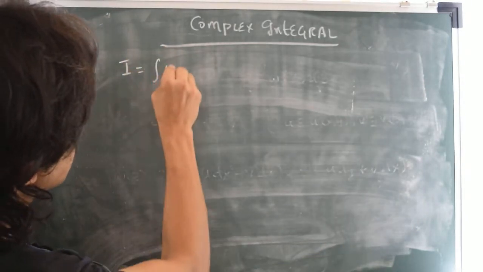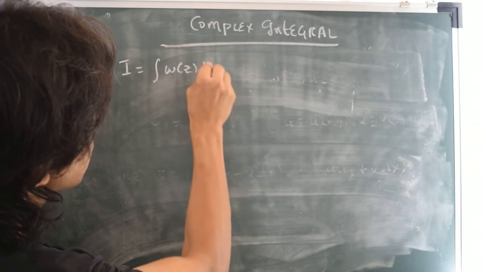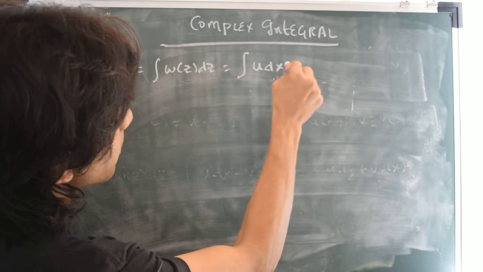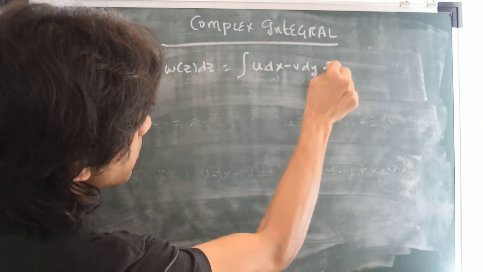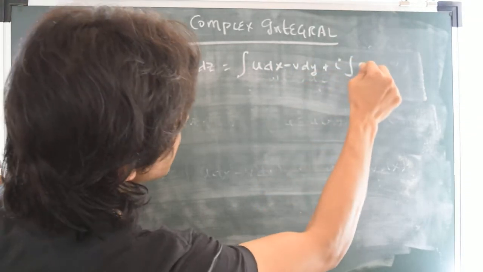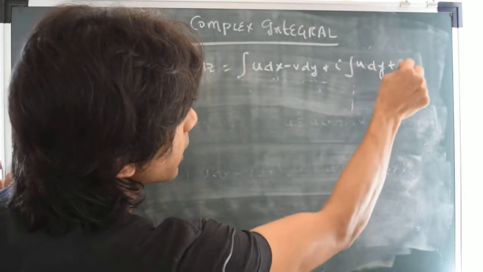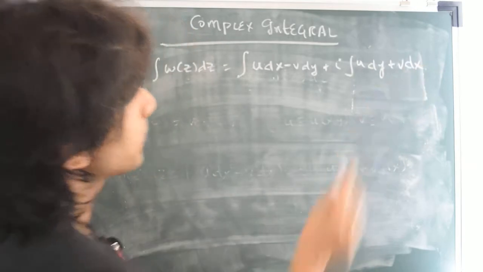which is the integral of w(z) dz, takes the form the integral of u dx minus v dy plus i times the integral of u dy plus v dx.